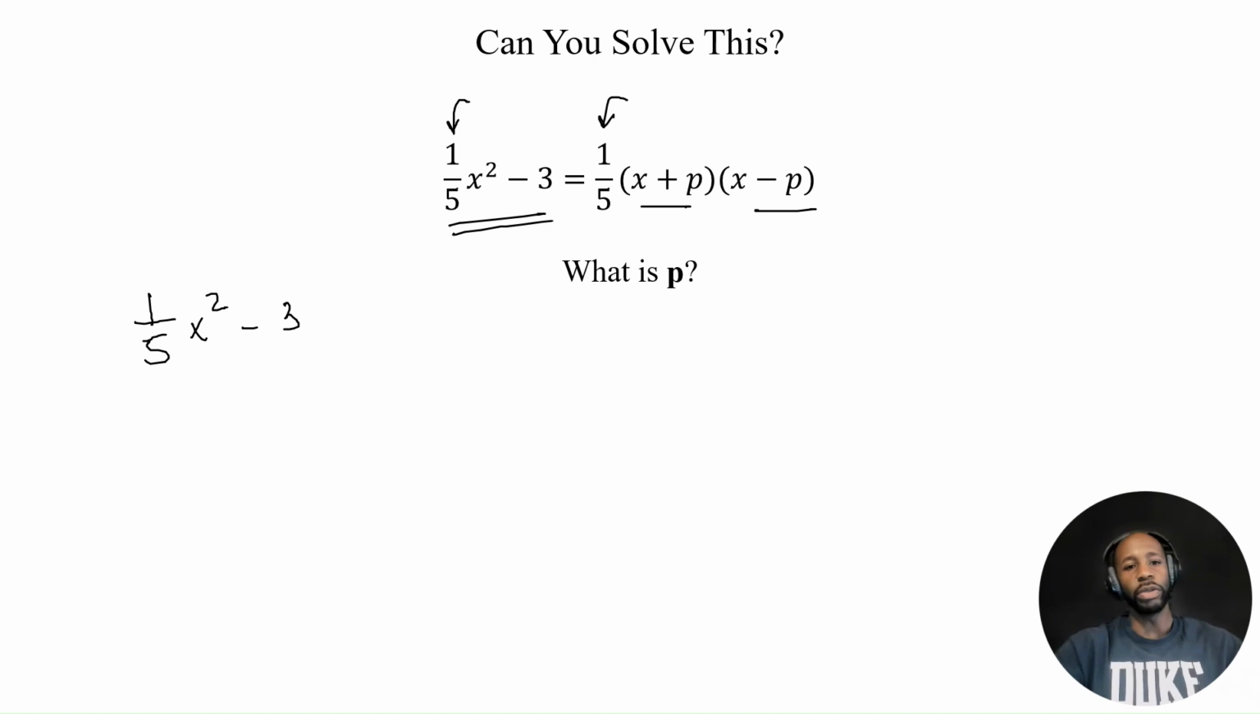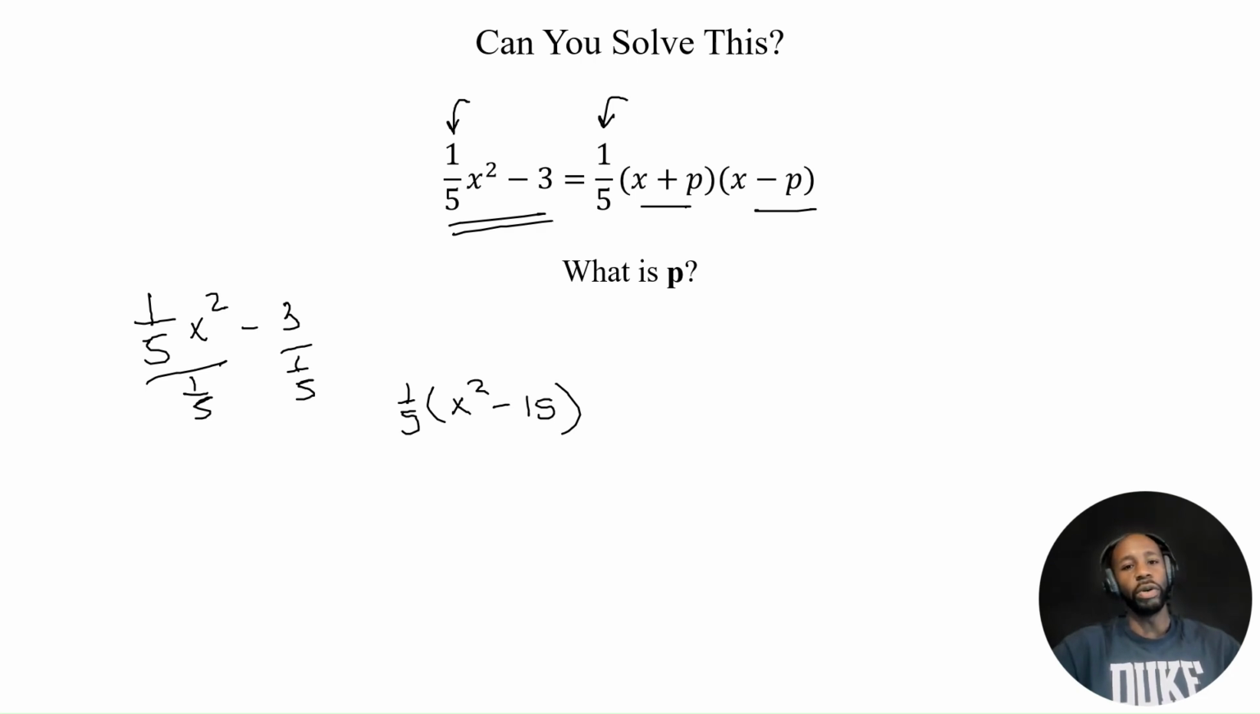So basically, what you have is 1/5 (x squared minus 3), and then we're dividing the whole thing by 1/5. So in other words, factoring out. So that will become 1/5 times (x squared minus, what is 3 divided by 1/5? That's the same thing as 3 times 5, which is 15). Okay, so difference of squares.